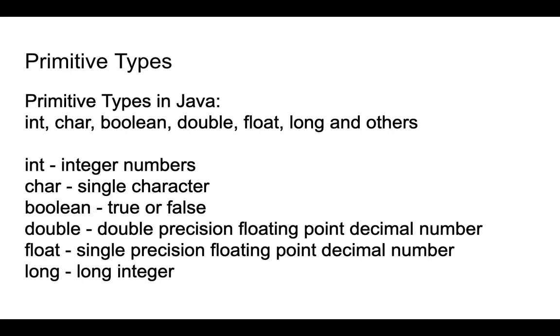In Java, we have primitive types like int, char, boolean, and double. They store basic data. Integers store integer numbers, characters store single characters, capital A, lowercase a, exclamation point, 5. Boolean, true or false. Double is a double precision floating point decimal. Float is a single precision floating point decimal. Those basically just allow you to store more decimal places of precision. Long is like an integer, but it's 64 bits instead of 32 bits.